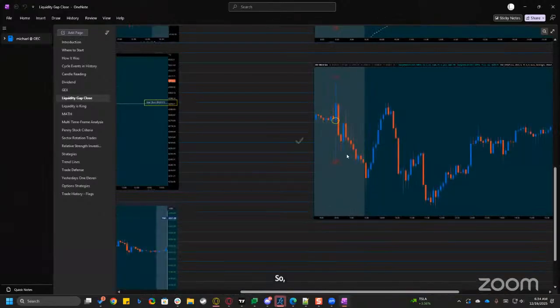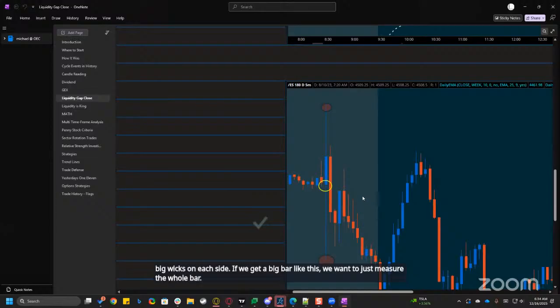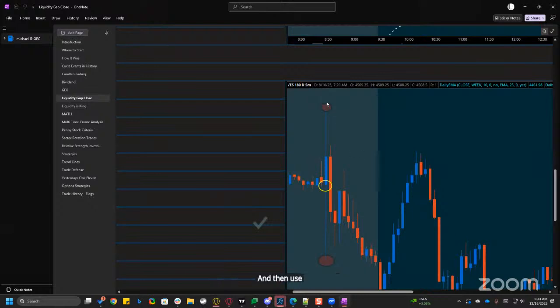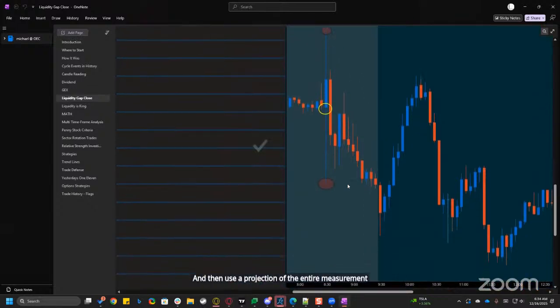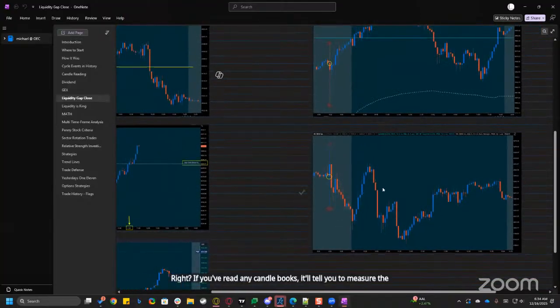So if we end up with a big bar that looks like this, this is not the gap because there's really no gap. Price closed near where it opened, big wicks on each side. If we get a big bar like this, we want to just measure the whole bar and mark the midpoint on that bar and then use a projection of the entire measurement 50% in either direction, because that's what we do with ranges, right? If you've read any candle books, it'll tell you to measure the range and then project that range higher or lower by 50% and 100%.